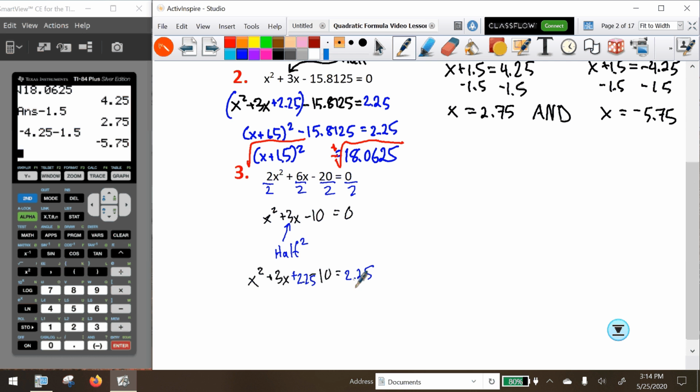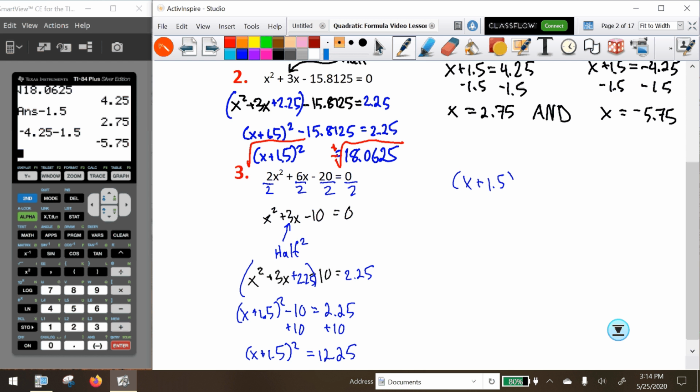All right, so what I've created here is called a perfect square trinomial, and that can be factored as a binomial squared. I'm doing that right now. And I had minus 10 there. To get rid of that minus 10, move it to the other side. I'm going to add it on each side. 2.25 plus 10 is 12.25. So my new equation is the quantity x plus 1.5 squared is equal to 12.25.